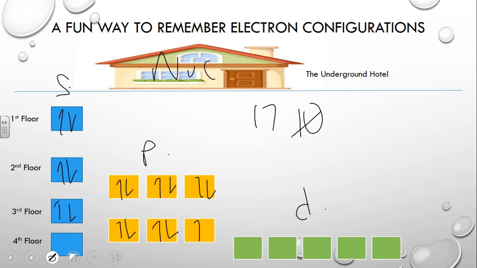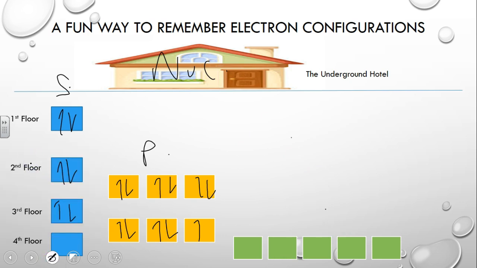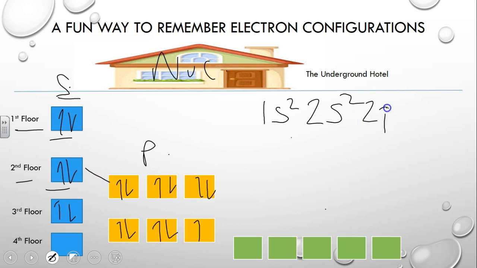If you think of an atom as this hotel, what we want to do is take where they are and write an electron configuration based on what we have. So we have first floor, S, so in the first floor we have the simple room, and how many electrons are in the simple room? 2. Okay, on the second floor we have an S orbital, our simple room, how many electrons are in the S? It's 2. But then we also have on the second floor the party rooms, which have 6, right?